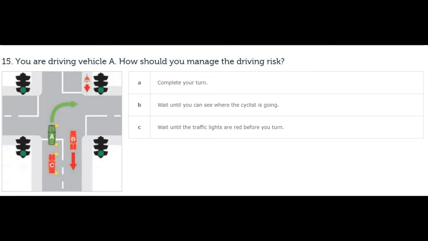Question 15. You are driving vehicle A. How should you manage the driving risk? A. Complete your turn. B. Wait until you can see where the cyclist is going. C. Wait until the traffic lights are red before you turn.